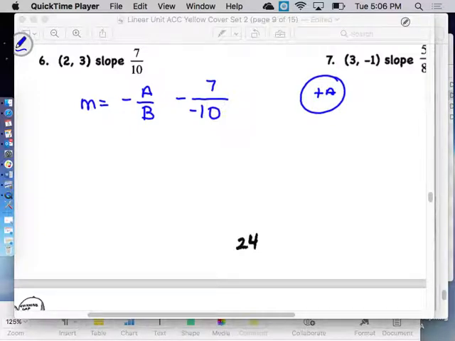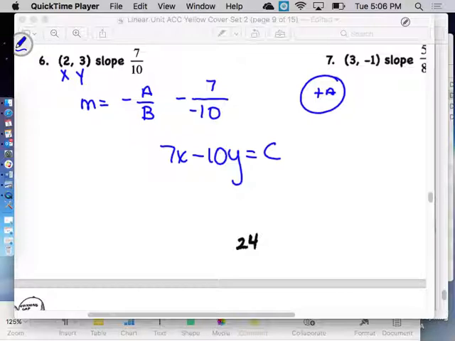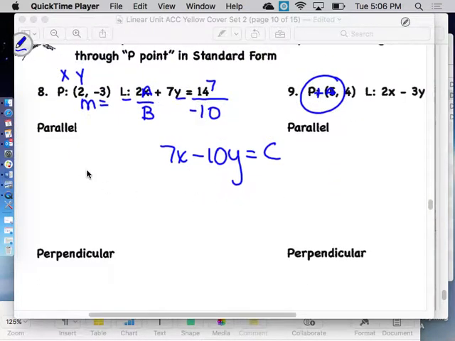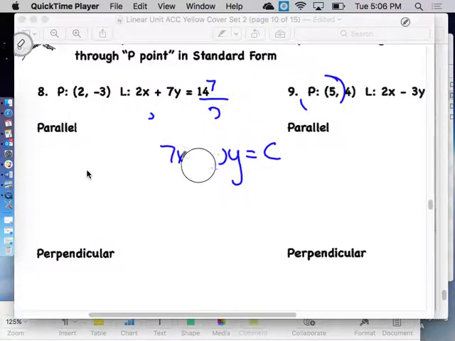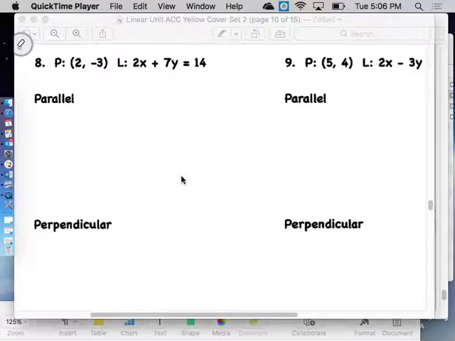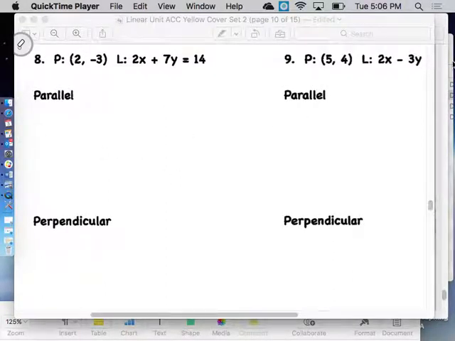So when you set up to write your initial equation, I would write 7x minus 10y equaling c, and then you're going to pick up the x and the y from the ordered pair, and that gives you all the information that you need so that you can figure out the value of c. And let's move on and look at parallel perpendicular for just a minute. And here, we'll just do number 8 on the video.